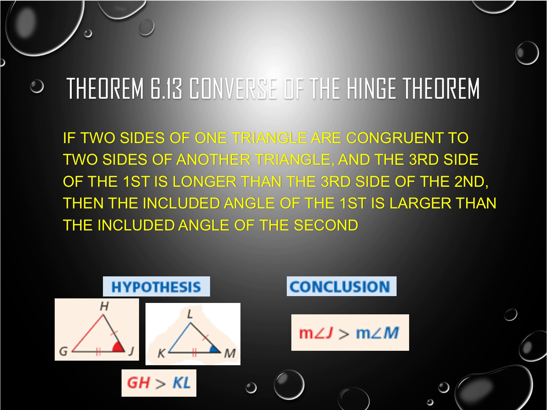So again, first thing I'm going to look for is my congruent sides, and then I'm going to look at the third side. So again, let's say this third side is 30, and this one is not 30 degrees, just 30 units, and this one's 20 units. I can then determine which angle is going to be larger. So if GH is greater than KL, I can then say the measure of angle J is going to be greater than the measure of angle M.